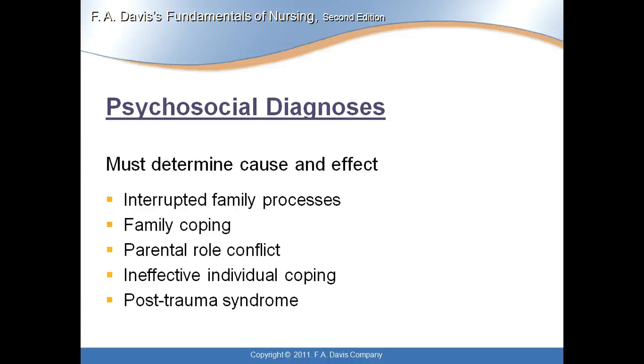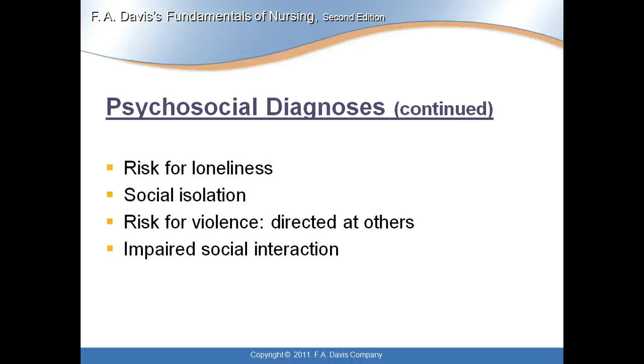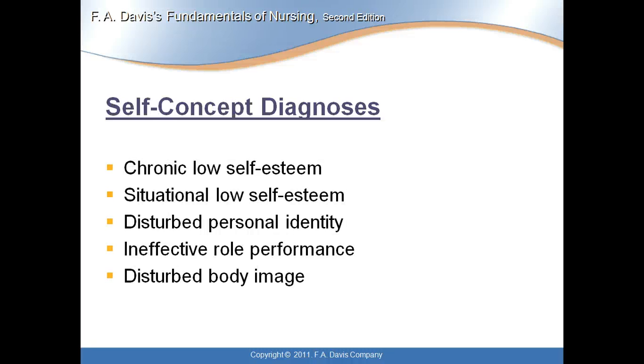So for psychosocial diagnoses, we must determine cause and effect. So interrupted family processes, family coping, parental role conflict, ineffective individual coping, and post-trauma syndrome. We also have nursing diagnoses of risk for loneliness, social isolation, risk for violence directed at others, or impaired social interaction. For a self-concept diagnosis, we have chronic low self-esteem, situational low self-esteem, disturbed personal identity, ineffective role performance, and disturbed body image.